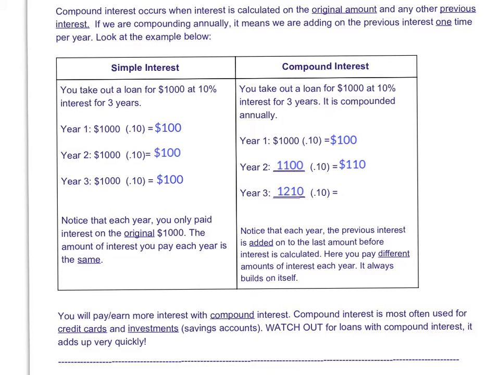Then we're going to multiply 1,210 by the 0.1 to get our interest for year 3, which becomes this $121. So you can see that if it's compounded interest, we're going to end up paying more because this one only paid $300 total, but when we add these up, this becomes $331. So that will continue to increase as the years grow as well.